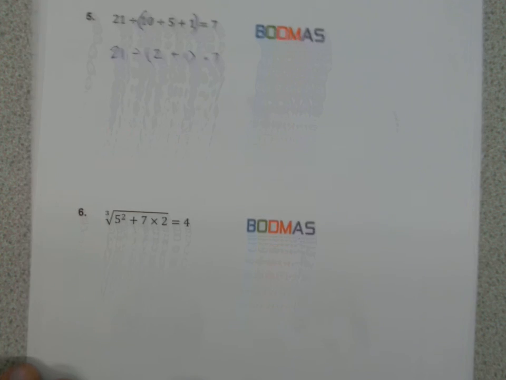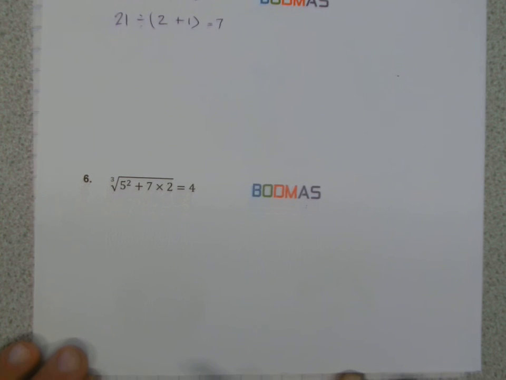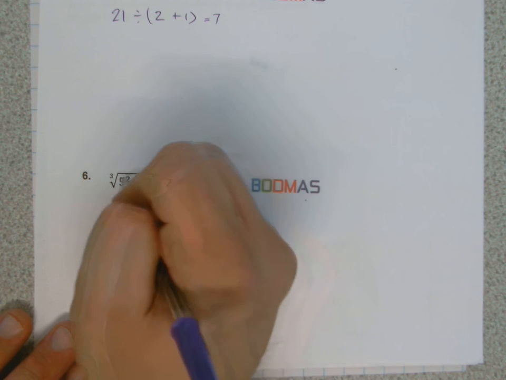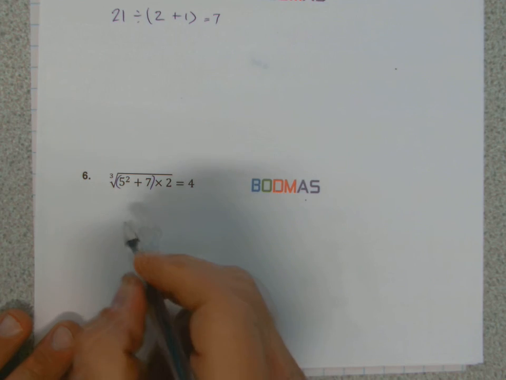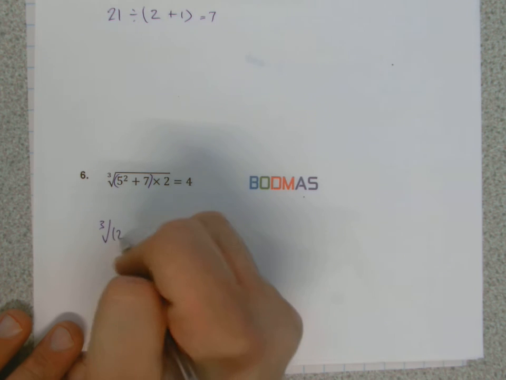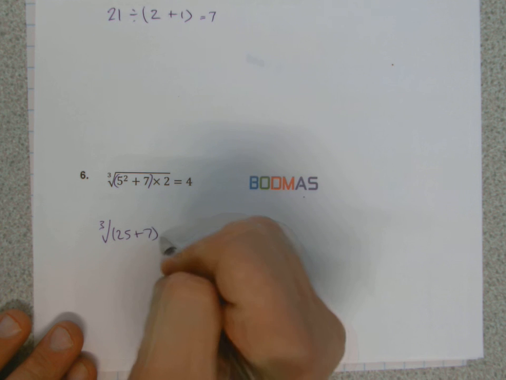Okay, question 6 then, you've got this one here, the cube root of, and in here 5 squared plus 7, times 2 equals 4. We have to be careful here how we go about this. If I put the bracket around here, this actually works out to be then the cube root of 25 in that bracket, plus 7, times 2.